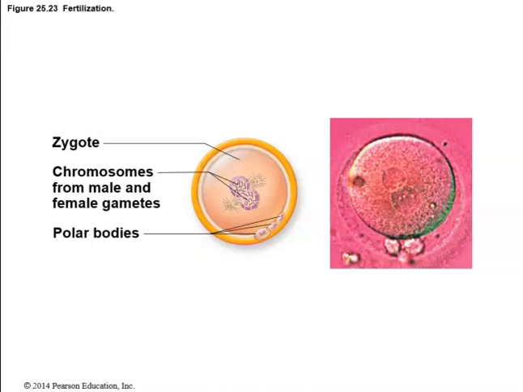So we talked a little bit about fertilization, and the different reactions that occur once the sperm has joined with the egg, and now we have fertilization. So we have the zygote, we have chromosomes for both mom and dad, and then you can see on this slide that there is the presence of polar bodies.